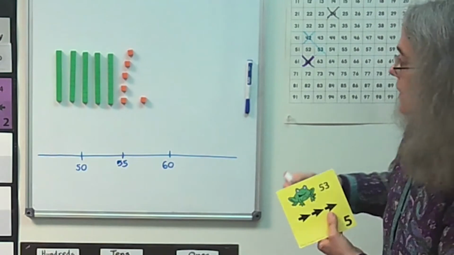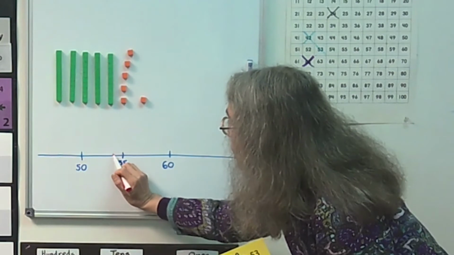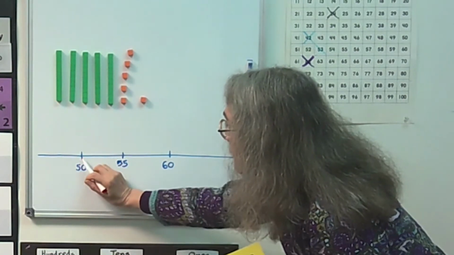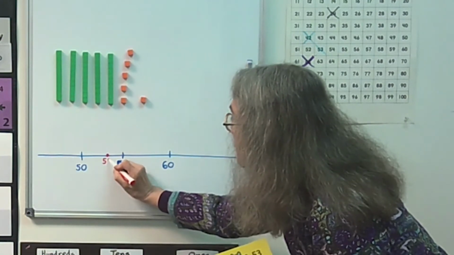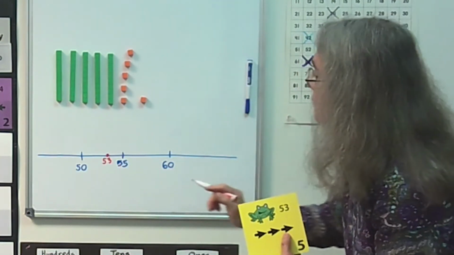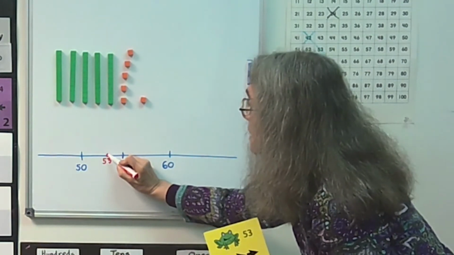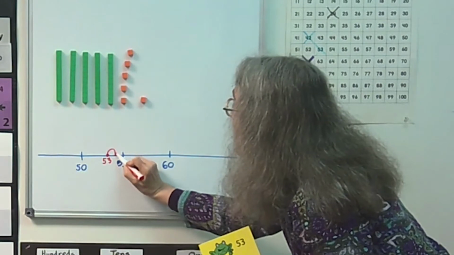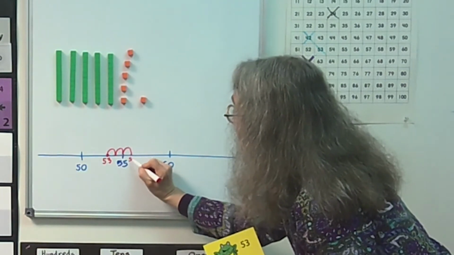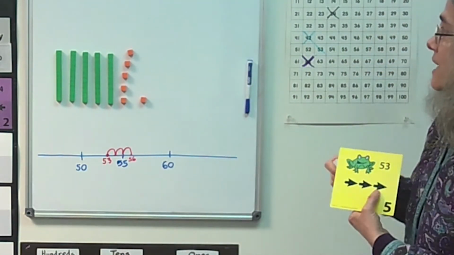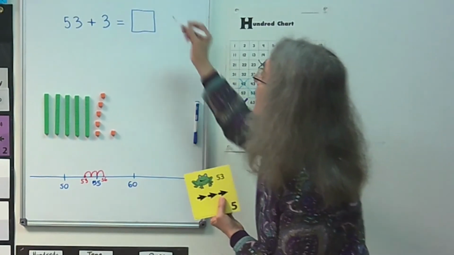So starting at 53, we need to find 53. It's a little closer to 55 than 50. So I'm going to put it right here. That's our starting number, 53. And we're going three jumps. Ready? Say 53 again with me. 53, 54, 55, 56. So we land on the number 56. And then we can put that number up here in our box.